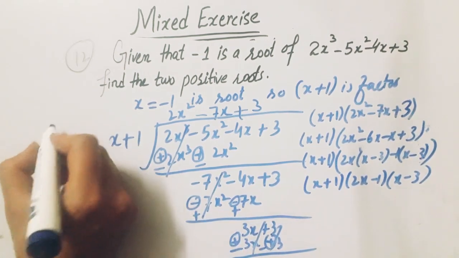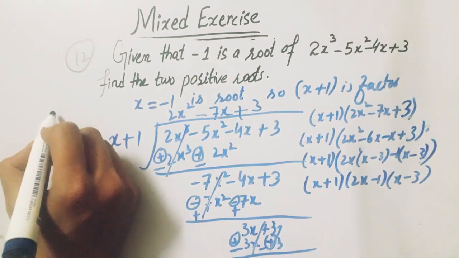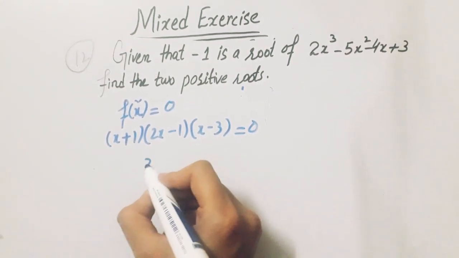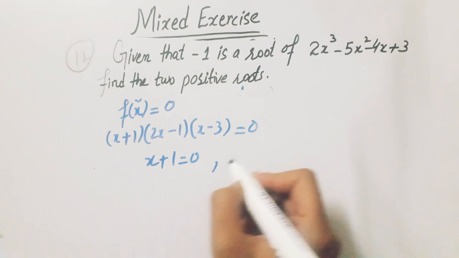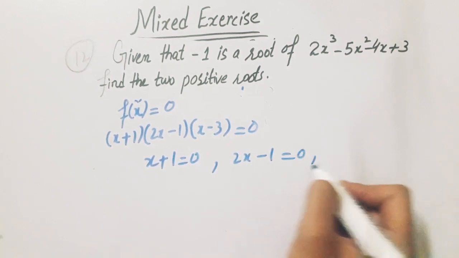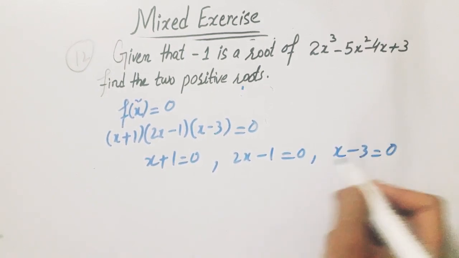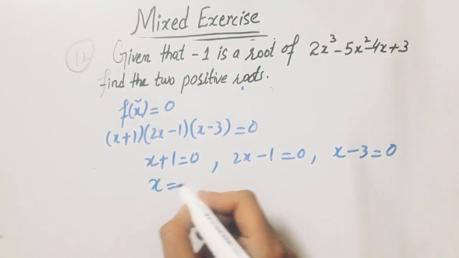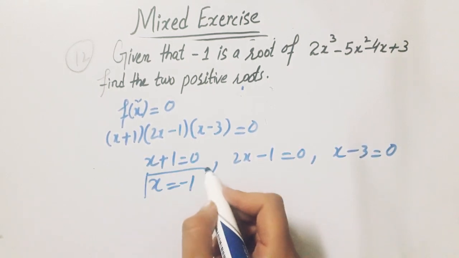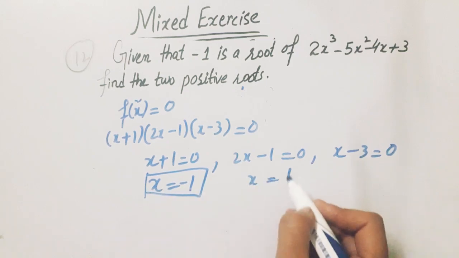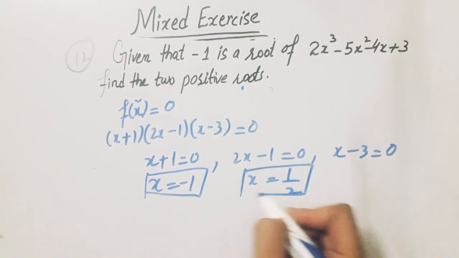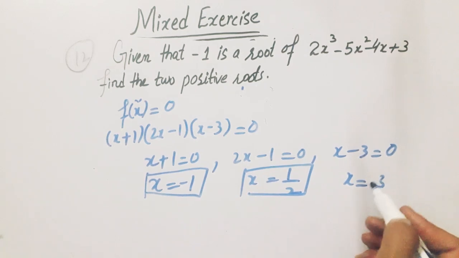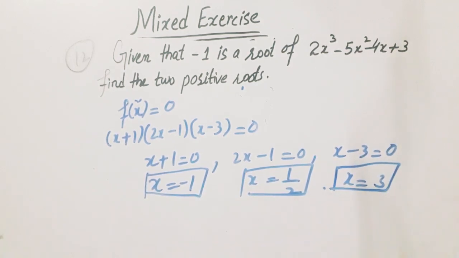Now you will put f of x equal to 0 and find the values of x. Now the equations are x plus 1 is equal to 0, 2x minus 1 is equal to 0 and x minus 3 is equal to 0. So the roots are x is equal to minus 1, x is equal to 1 by 2 and x is equal to plus 3. So this is the required answer of this question.